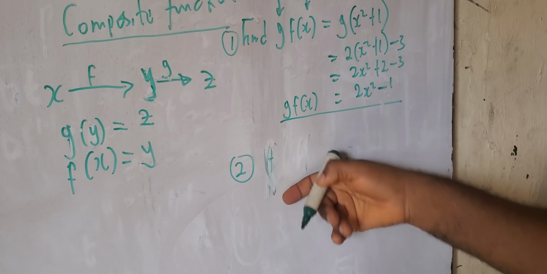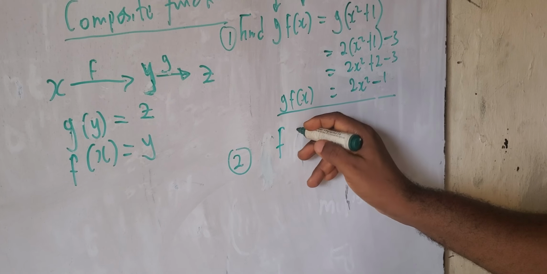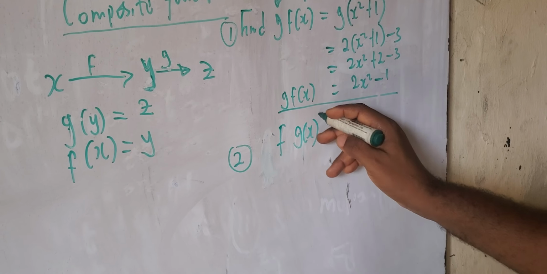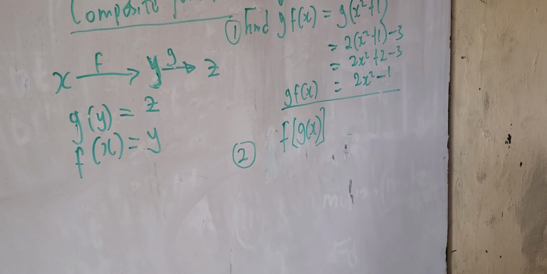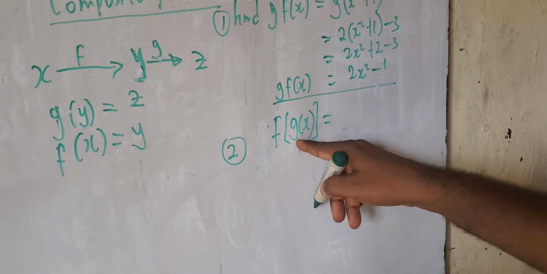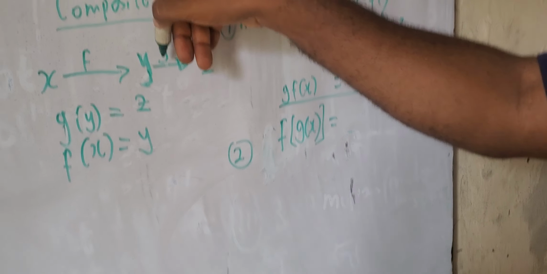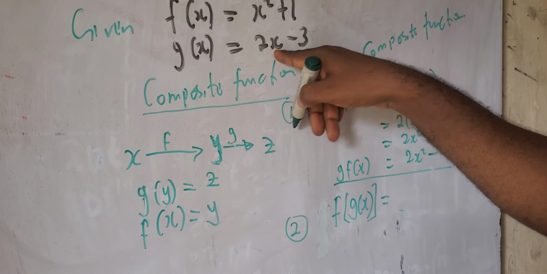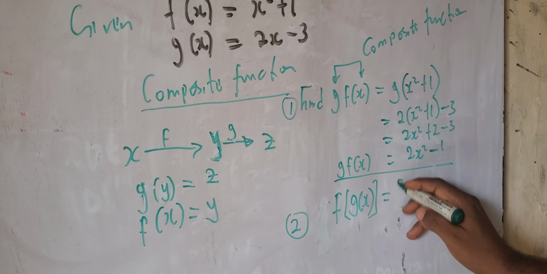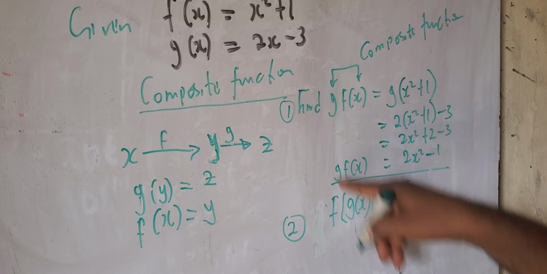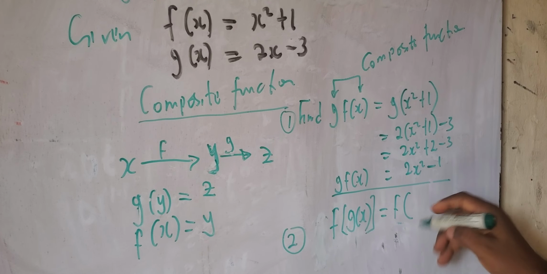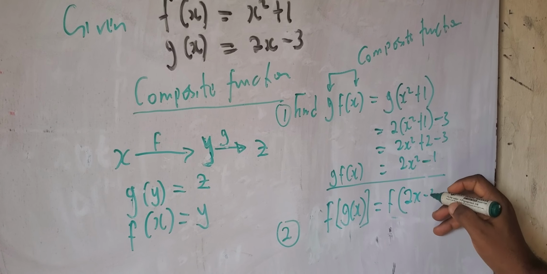We can have it written like this, f of g of x. Let's say you are asked to find this composite function. What we are going to do is this. We substitute the g of x here, and our g of x has been interpreted to be 2x minus 3. So you write f, then you put g of x, which is 2x minus 3 here. So we have 2x minus 3.